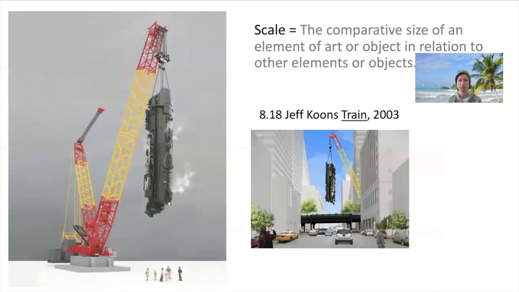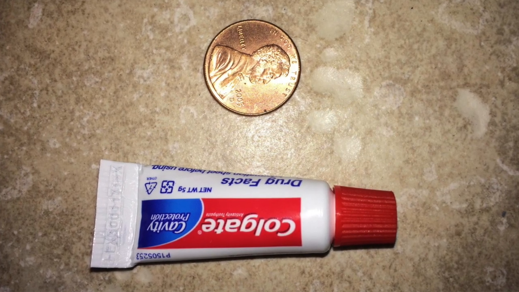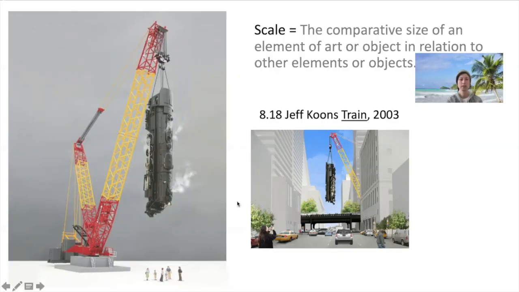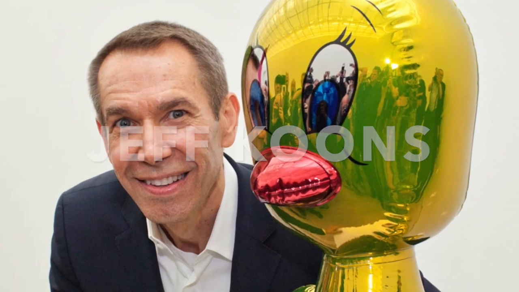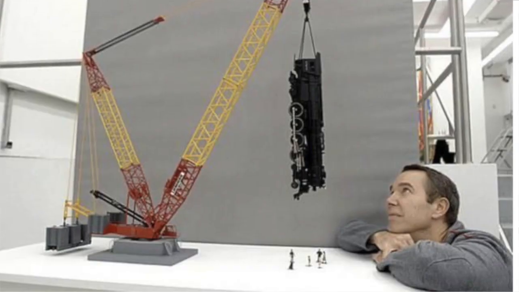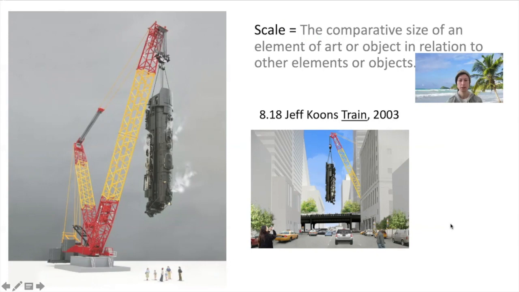Scale means the comparative size of an element of art or object in relation to other elements or objects. So it's in relation to something or someone else. You might see people put a penny in a photograph next to something to give you an idea of the scale. We all know how big a penny is, so seeing a penny next to an object helps us understand its size and scale. In this example by Jeff Koons, he's actually designed this monumental piece and given us an idea of its scale by putting little people at the bottom. So that's one way that you can give an indication of scale for a project that's meant to be very large.